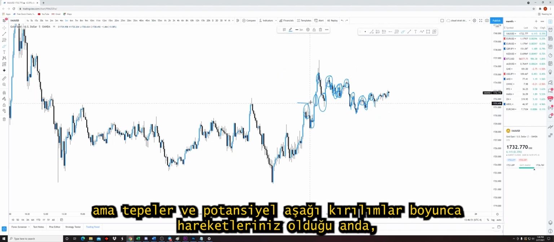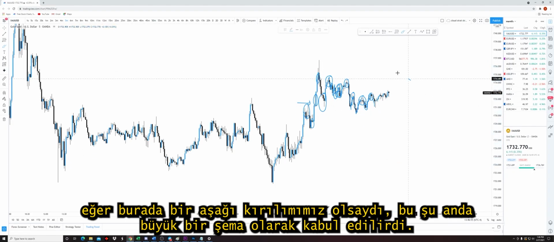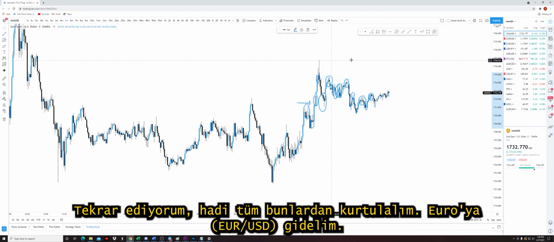It's ugly. But the second you have moves through highs and potential breakdowns. If we had a breakdown here, that would be considered a large schematic, right? Now, again, let's get rid of all this. Let's go to Euro USD.